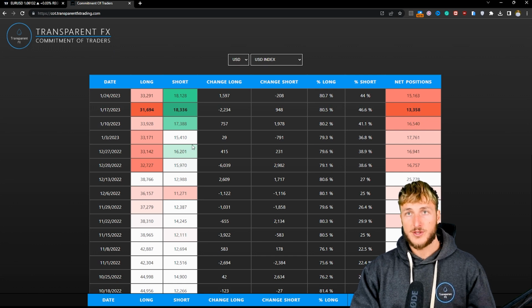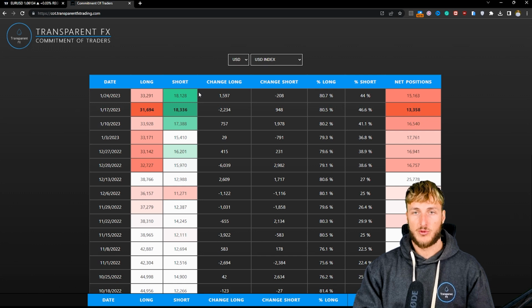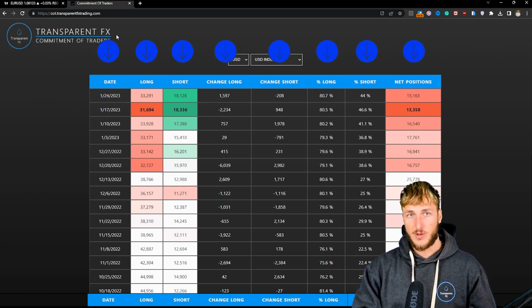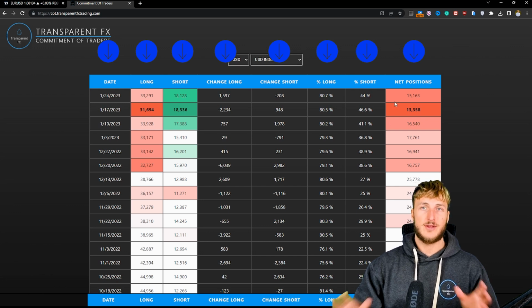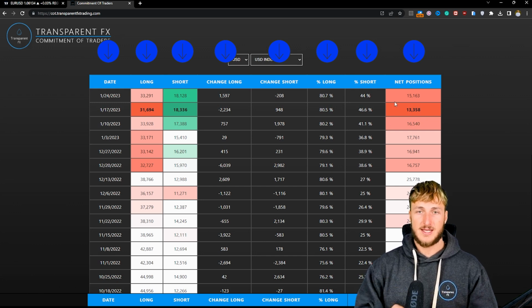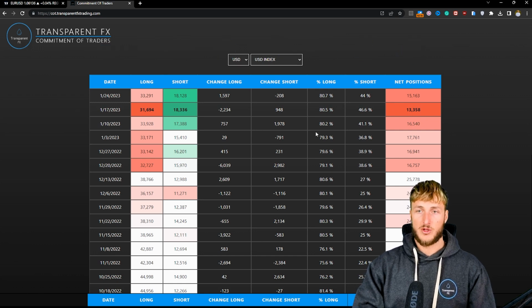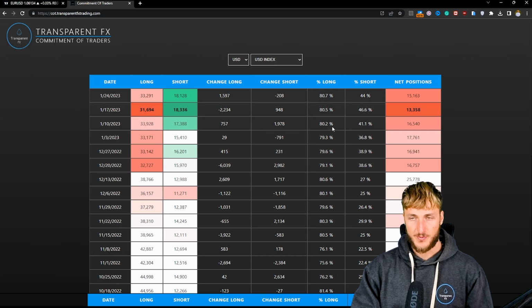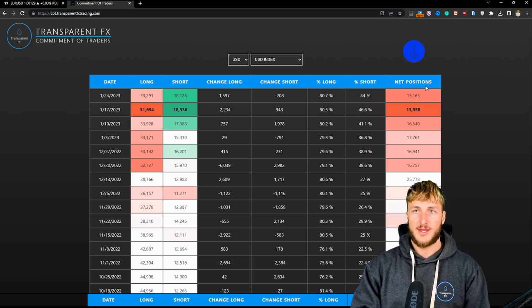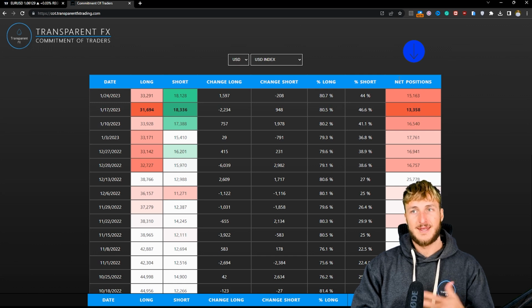Now, they're forced to report their positions. They don't like to do it, but they're forced to report their positions by regulators. And this software that we have here at Transparent FX essentially automatically pulls the data when it is released and displays it in this easy to read format with all the colors and very well arranged. Now, what we can see here is that you have on the right column the net positions.